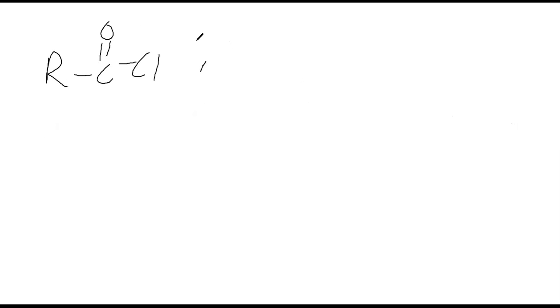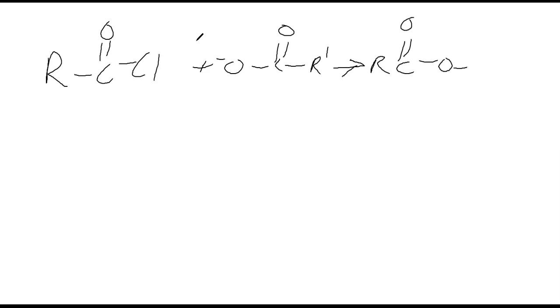We have acid chloride, we mix in, it doesn't have to be the same R group. It can be a different R group. We mix together some sort of acid or carboxylate, and we form our byproduct. So there's our acid chloride. So let's look at some interesting reactions.